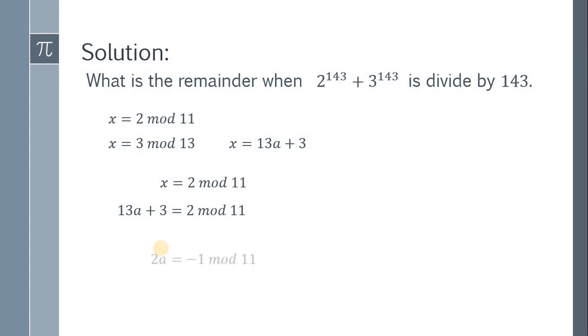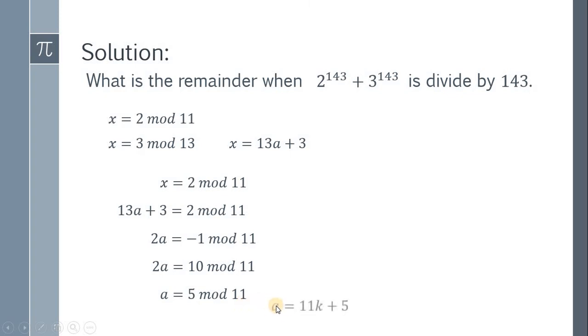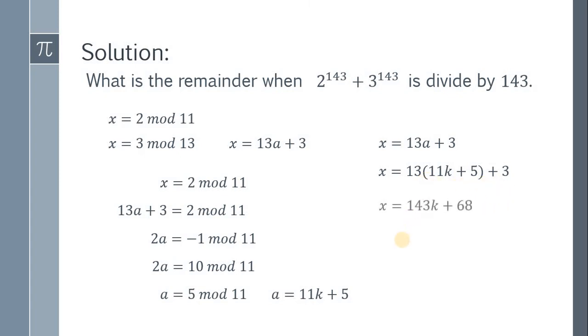Simplify, we have 2a is congruent to negative 1 mod 11. Next, add 10 to negative 1. We have 2a is equal to 10 mod 11. Divided by 2 both sides, we have a is equal to 5 mod 11, and this can be written as a is equal to 11k plus 5. Now, substitute the value of a. So we have x is equal to 13 times (11k plus 5) plus 3. Simplify, we have x is equal to 143k plus 68.